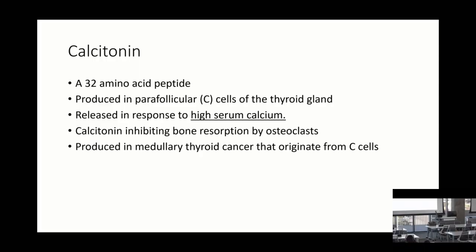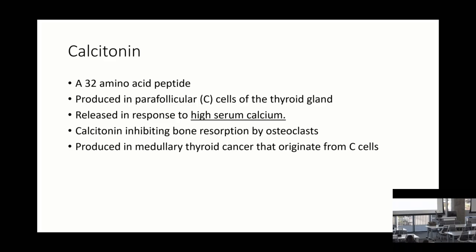Calcitonin is a 32 amino acid peptide. Okay? It's produced in the parafollicular C cells of the thyroid gland. It's released in response to high serum calcium. So remember that. It inhibits bone resorption by osteoclasts. So we often use calcitonin when we have high calcium levels. We want to lower it.